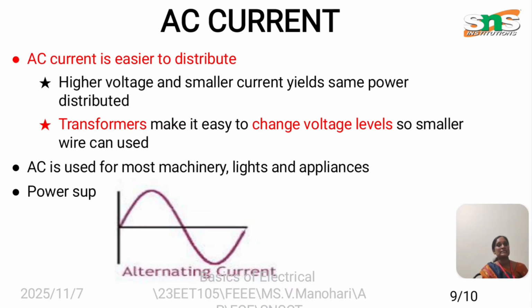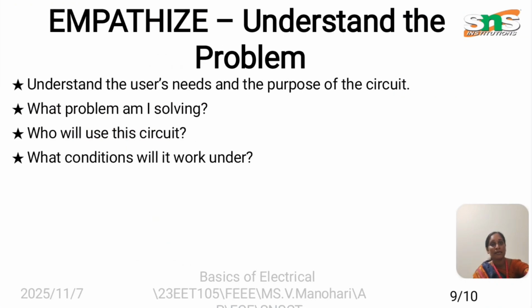So AC is used because it's easier to distribute over a long distance, without losing much power. The electricity in our homes, lights and machines all run on AC. Meanwhile, most electronics convert AC to DC internally using the power supplies.